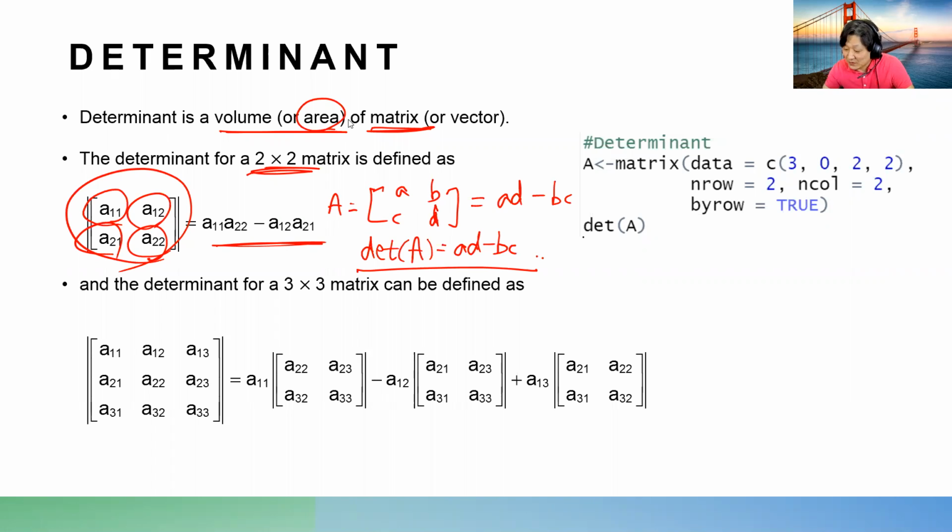Determinant: if your matrix has only 2 dimensions, it will produce an area. But if you have 3 or more dimensions, it will produce a volume. So what is determinant? Let me show you.